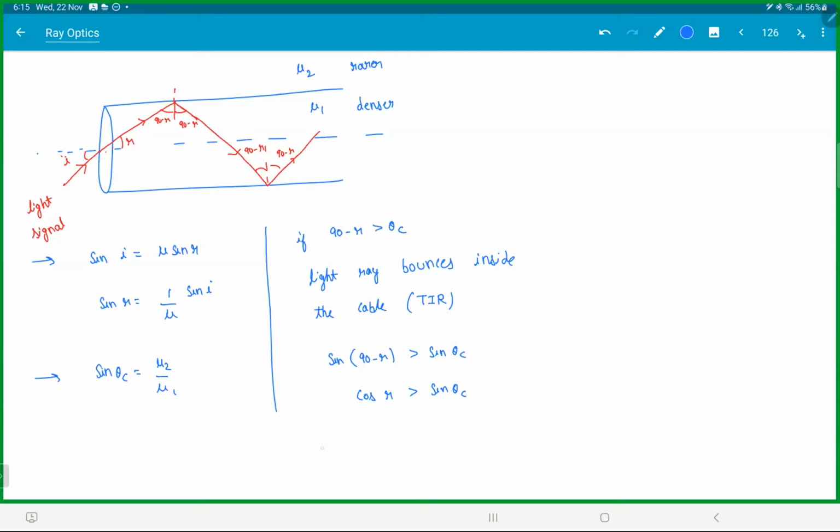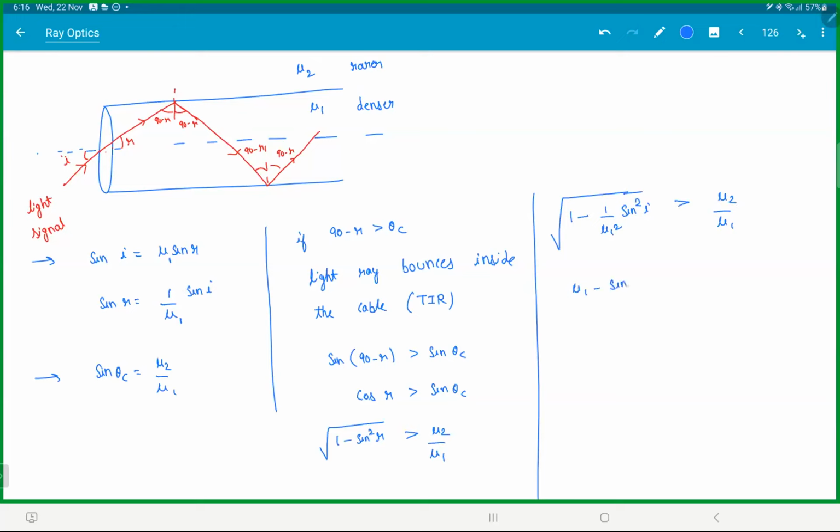And what is cos R? Root over 1 minus sin square R. And this would be greater than sin theta critical, which is mu2 by mu1. Substitute the value of sin R here. This is mu1. This is just a result. 1 by mu1 square sin square I is greater than mu2 by mu1. Square on both sides.